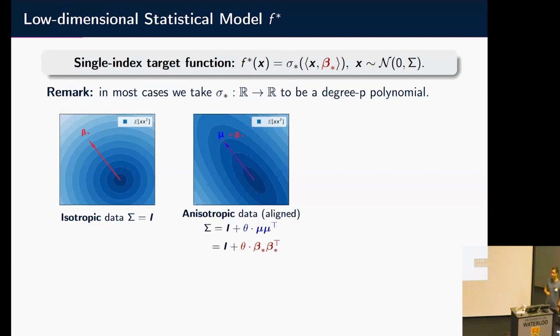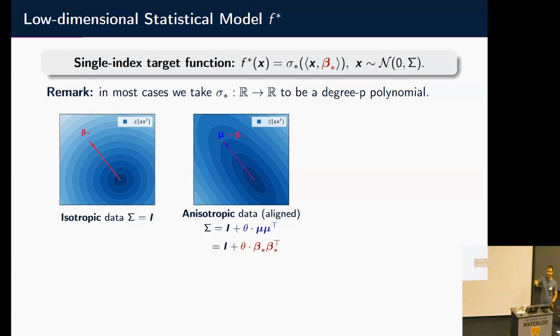The second type of covariance we're going to consider is a spiked covariance matrix, where sigma is identity plus theta mu mu transpose, with spike magnitude theta and direction mu. So what does this mean? Mu is the direction of highest variance in the input. If you look at the contours now, mu is the direction of highest variance. And now I'm assuming that it perfectly aligns with the unknown target.